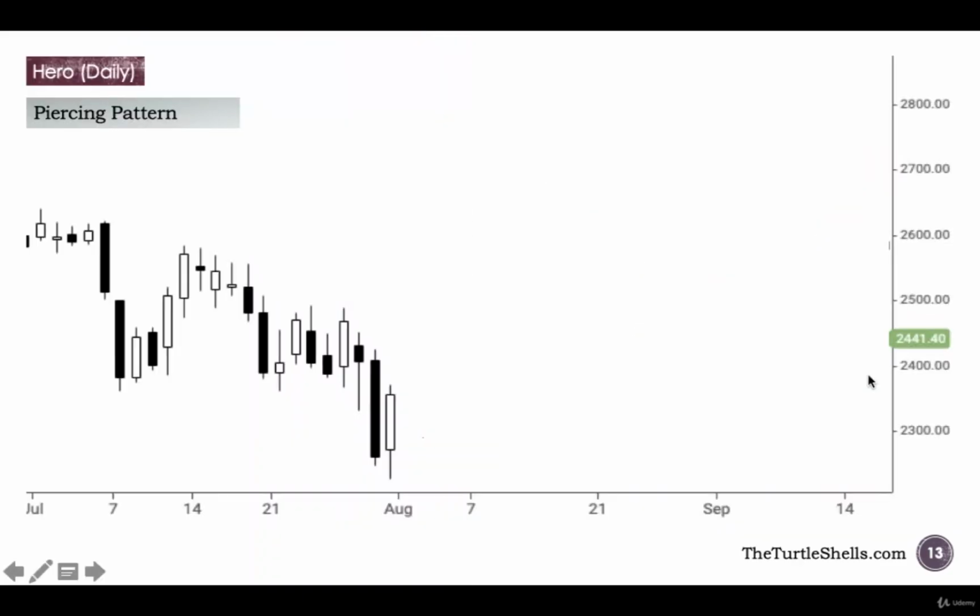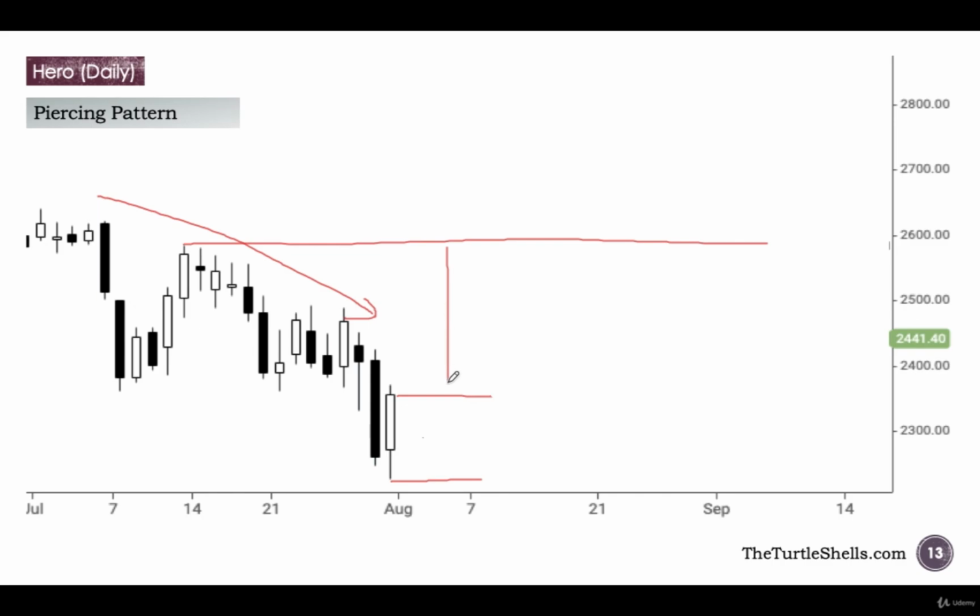So let's quickly have a look at an example. This is a chart of Hero Motor Daily. The price is coming down. You have a variation of a piercing pattern. This candle closes above the midpoint of this long black real body. This is our stop loss. This is our entry. And that can be our target. So almost a 2-to-1 reward to risk trade here.